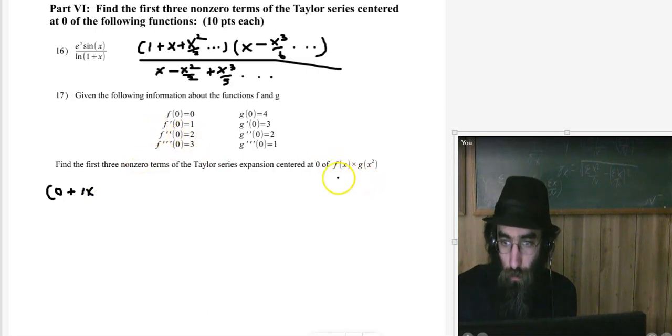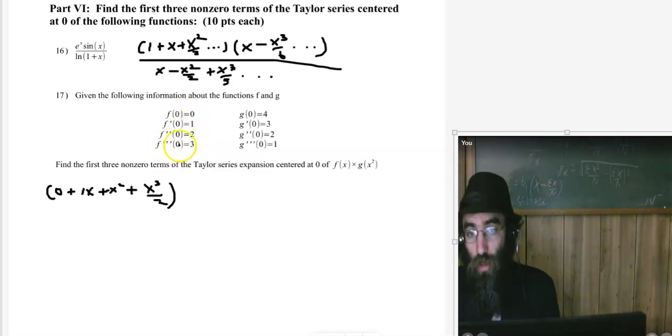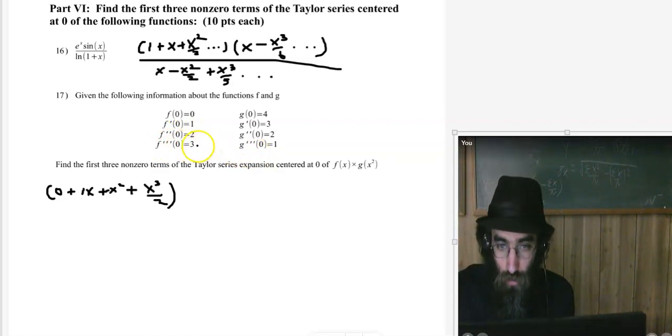Second derivative is 2. 2 over 2 is 1, so we'll say plus x squared. 3 times x cubed divided by 3 factorial, so that's going to be plus 3 over 3 factorial is 3 over 6, that's 1/2, so x cubed over 2. Right. Hopefully you remember how to take your Taylor series. Again, first derivative gets multiplied by x, second derivative gets multiplied by x squared and divided by 2 factorial, third derivative gets multiplied by x cubed and divided by 3 factorial.